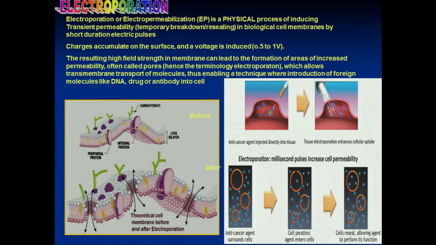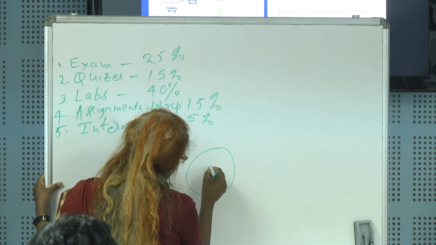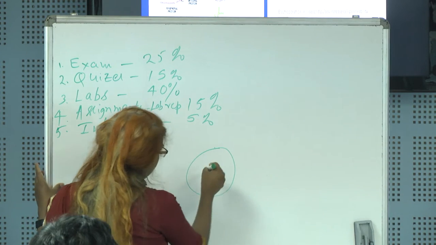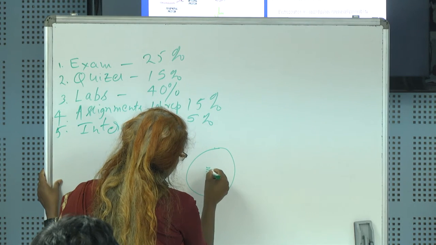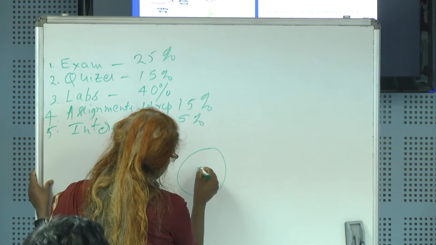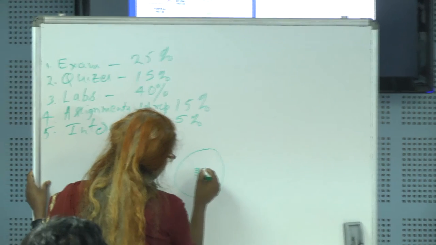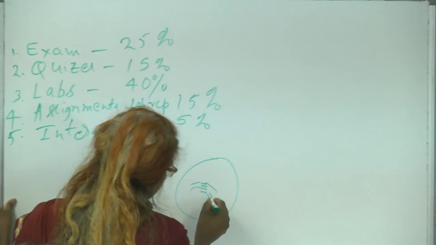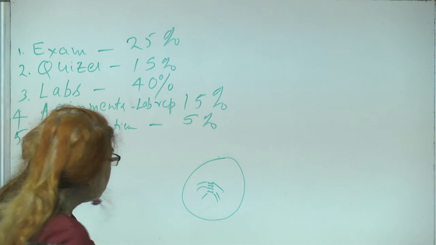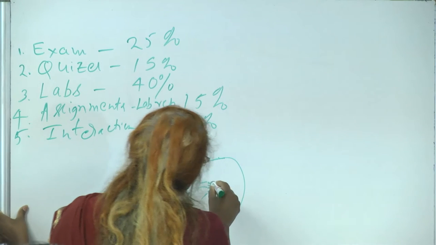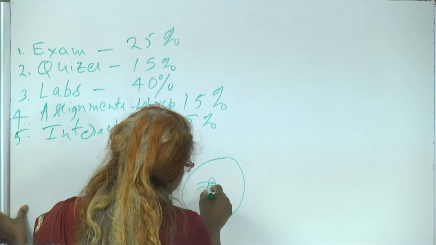So, here is the tumor. You apply the pulse. This is the electrode. When you apply the electrode, you see the electric field will be uniform here. In the rest of the places, it will be slower, with reduced intensity. So all the drug will concentrate here, and all the field will concentrate here.